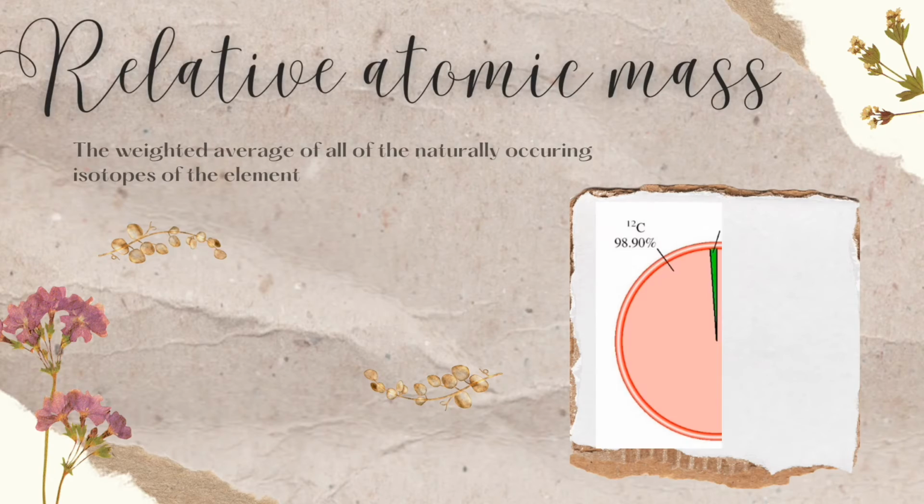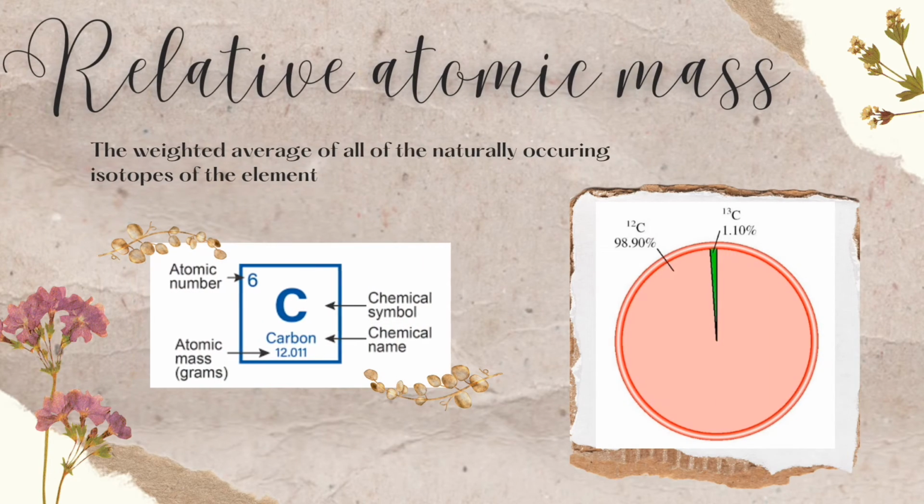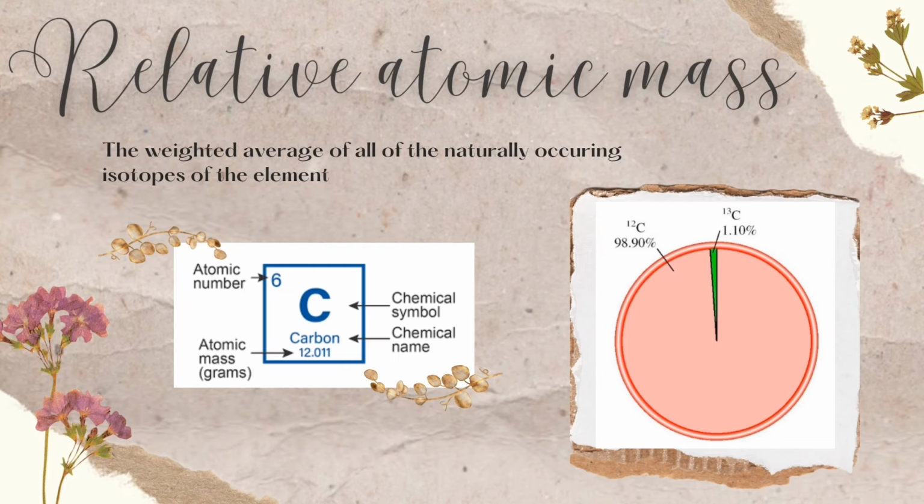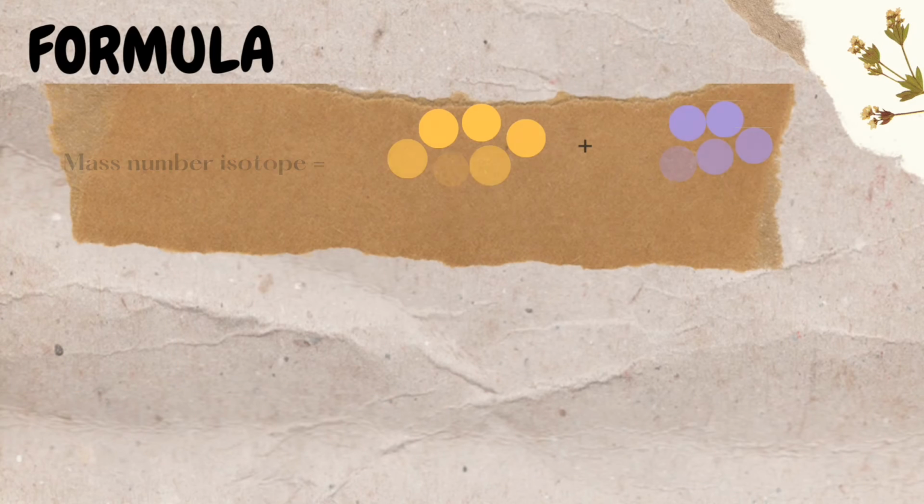Let's move on to relative atomic mass. Relative atomic mass is the weighted average of all of the naturally occurring isotopes of the element. So, we can conclude that 1 atom of carbon-12 weighs 12 atomic mass units. If we consider carbon, its relative atomic mass is very close to 12 atomic mass units. This is because carbon-12 has 99% isotopic abundance.